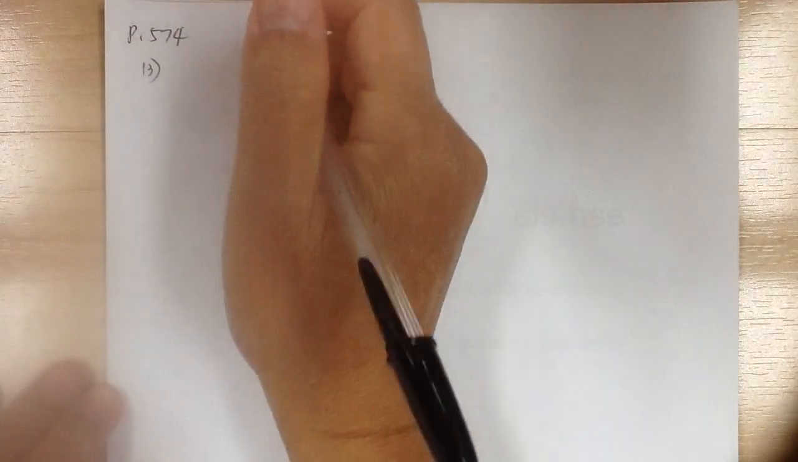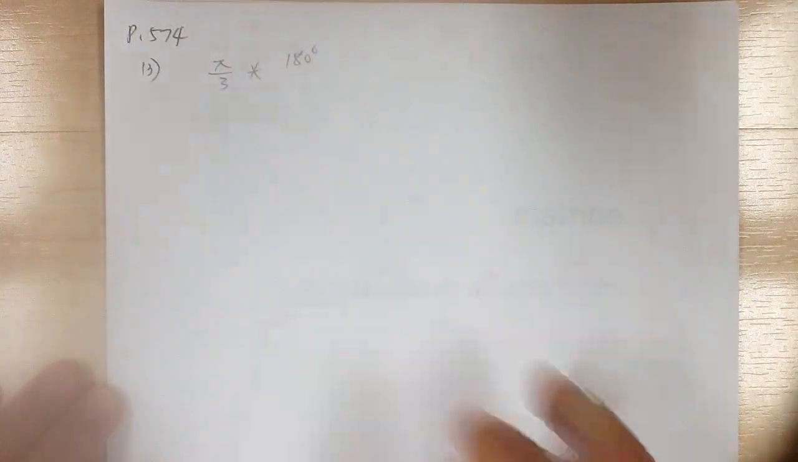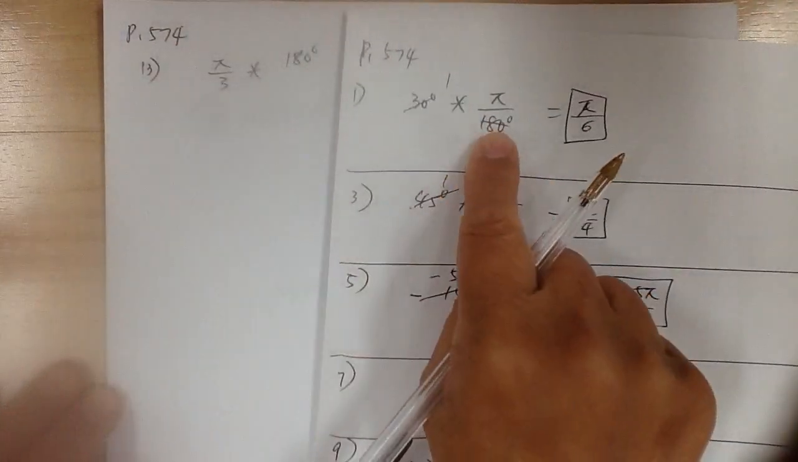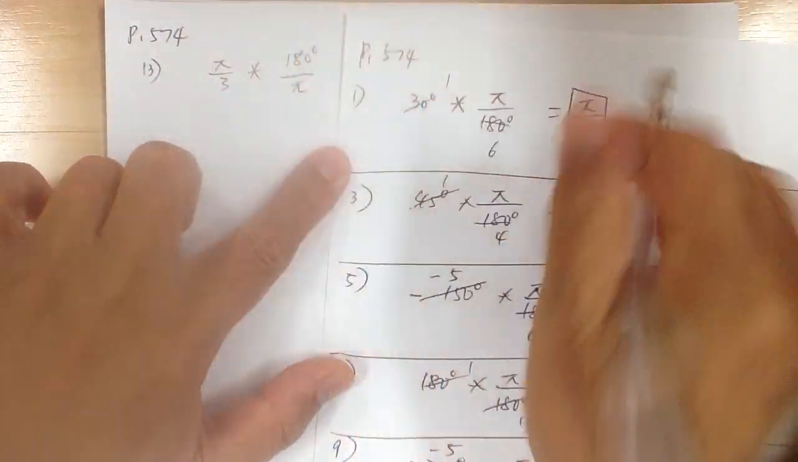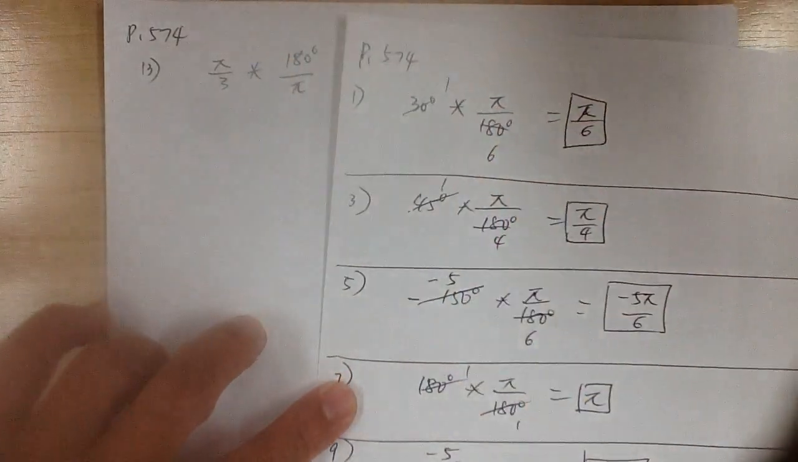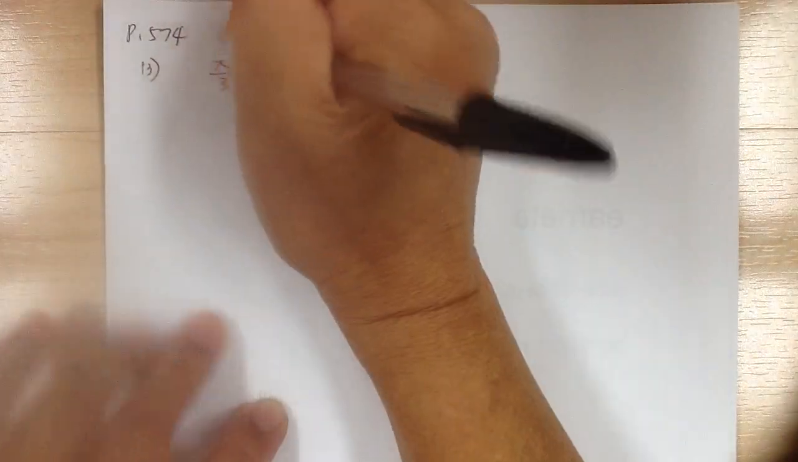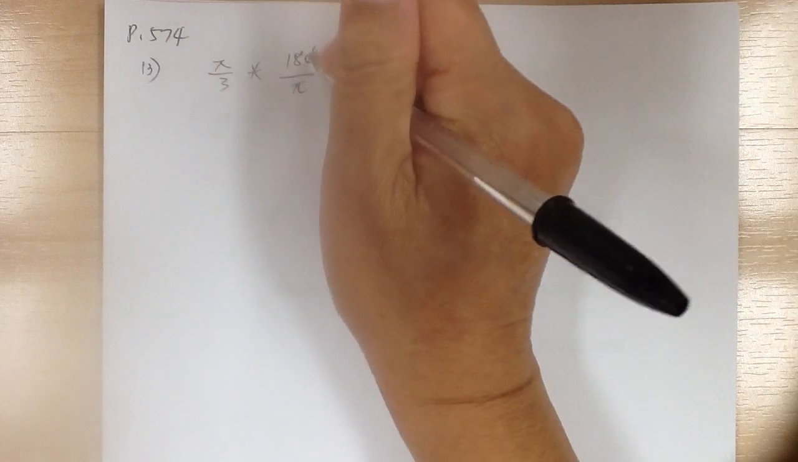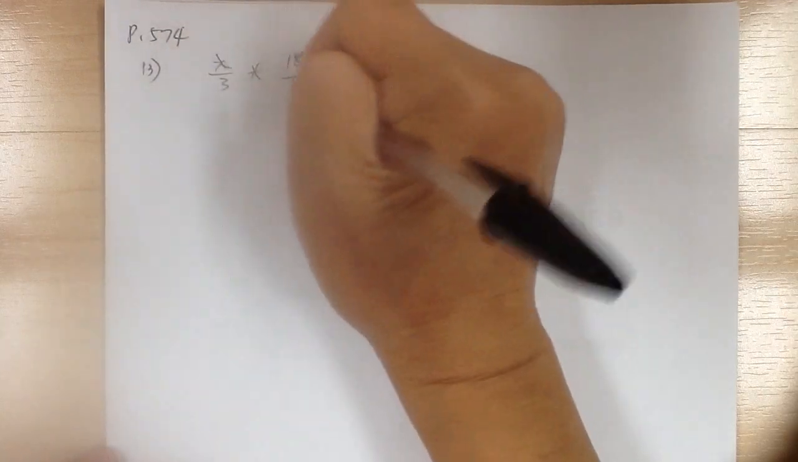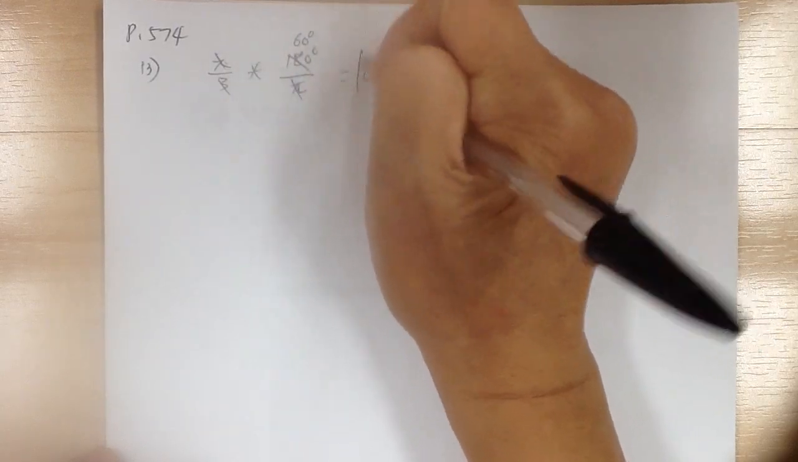Okay, number 13. So this is backward now. You have to convert to degrees. So if you're going to convert to degrees, then you need to put degrees on top. Look over here, that's your conversion factor, right? If you're going to convert to degrees, you put degree on top. If you're going to convert to radian, you put radian on top. Another way to tell is that the pi and the pi will cancel out, and this cancels out. So the answer is equal to 60 degrees.